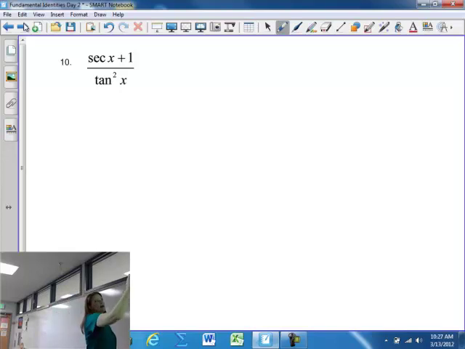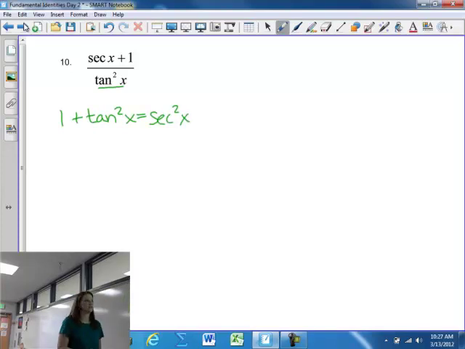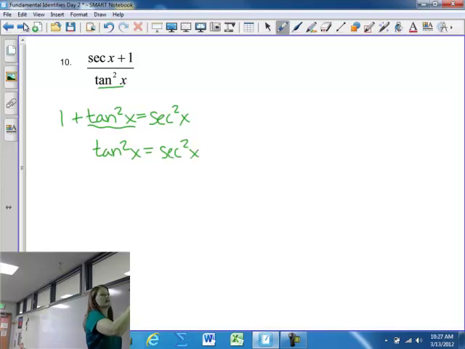Okay, so this time I see a secant x plus 1, and I see a tangent squared. Again, I have two different trig functions. Tangent squared. Talk to me. Well, 1 plus tangent squared is secant squared. Yes, you do. I do not, but you do. Okay? I don't have a 1. I just have a tangent squared. So if I could solve this, then I would have the tangent squared of x equals the secant squared of x minus 1. Okay? That, my friends, is a difference of squares.